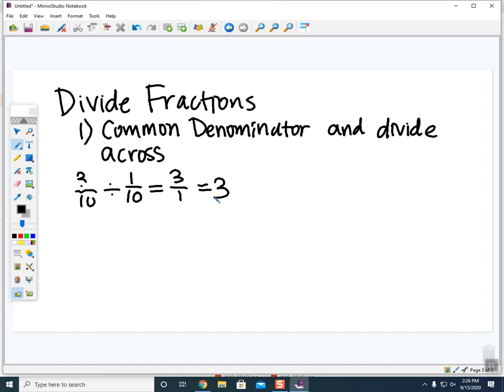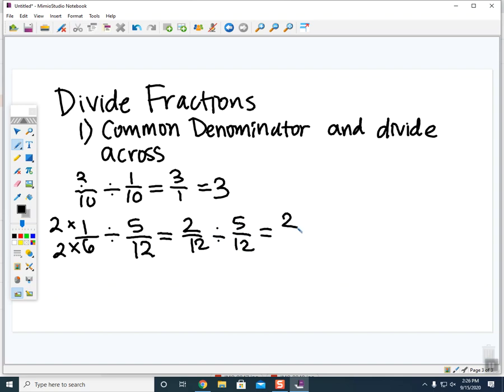If I had, let's say, 1/6 divided by 5/12, something like that, I could use a common denominator to do this, and I would multiply this by 2, which means I have to multiply the top by 2. Gives me 2/12 divided by 5/12. Then I can just divide straight across, which gives me 2/5.